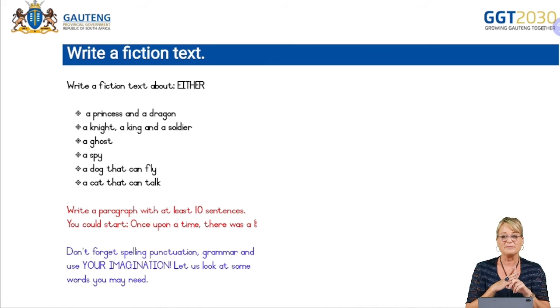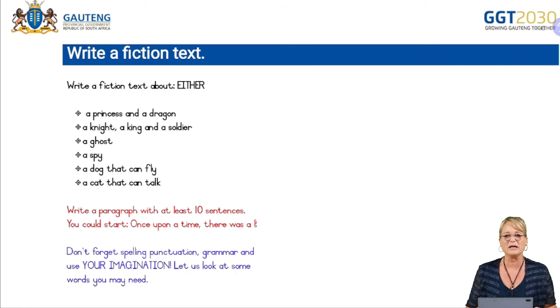A spy is somebody who creeps around quietly and finds out information about what's going on and reports it to somebody else. We could have a dog that could fly. That would never happen in real life. And then a cat that can talk. So your fiction text is all made up. It's all going to come out of your imagination.